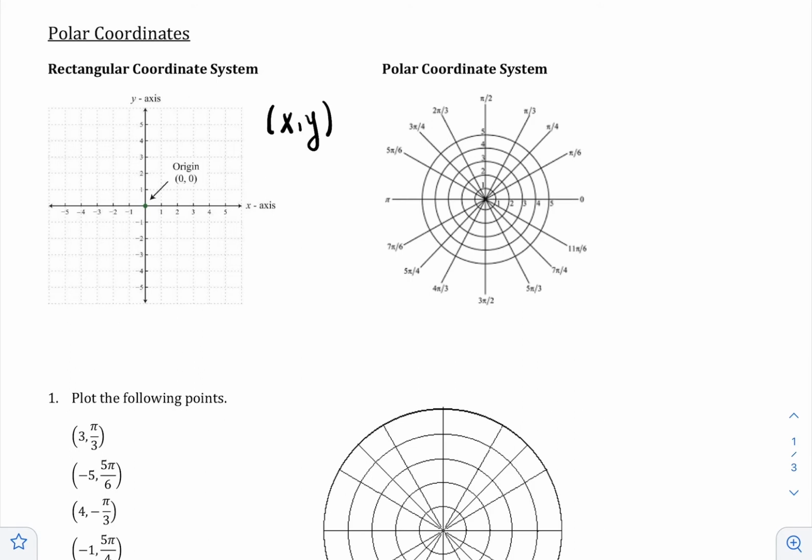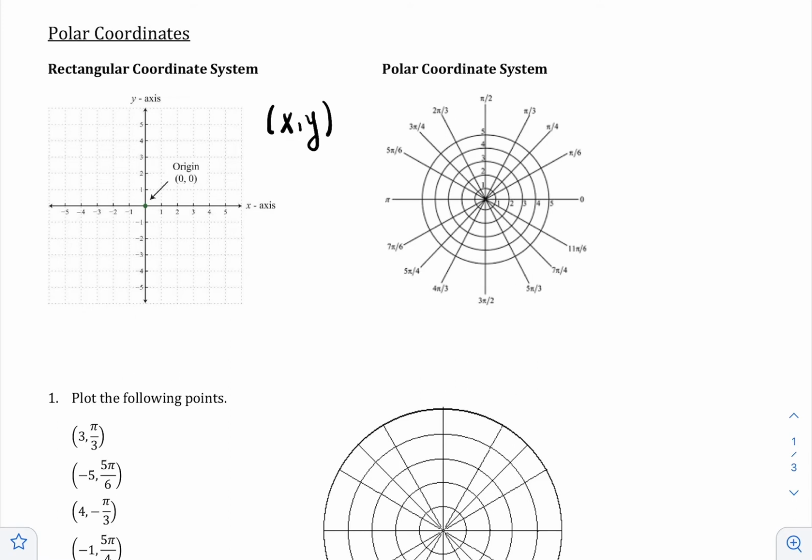And normally you go to x and then you go to y. That's just how we plot the points. But you could also go to y and then x. And the point in the middle is called the origin. It's (0, 0). The rectangular coordinate system is a gridded system. The polar coordinate system is a circular system.